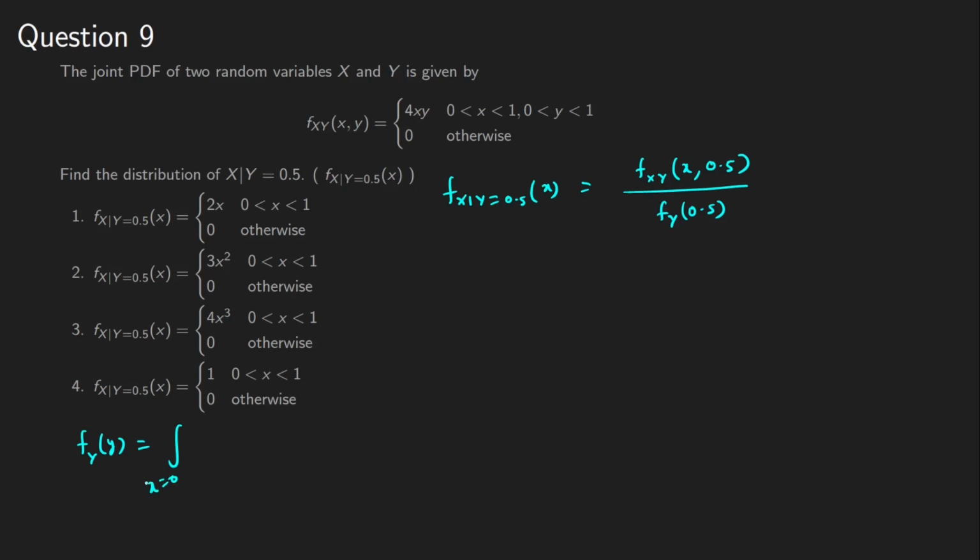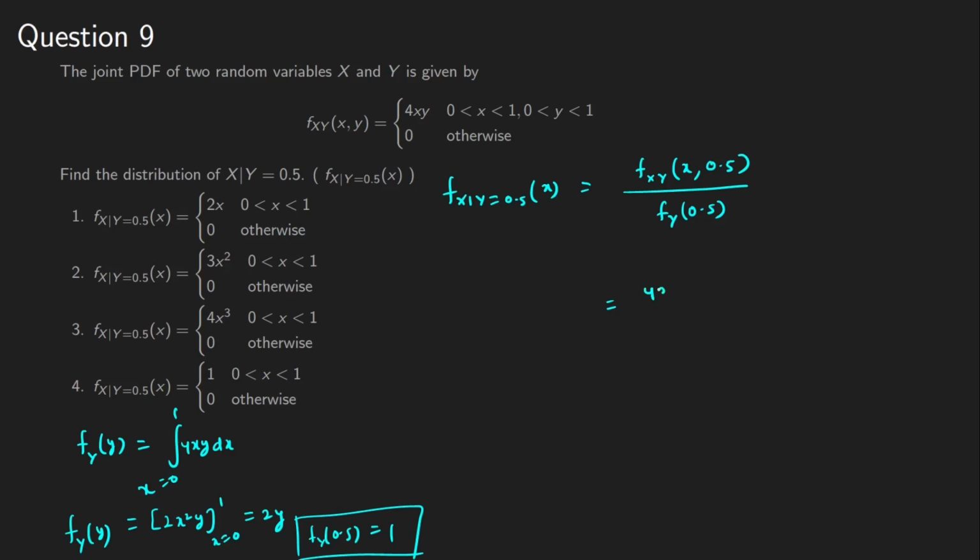So X will go from 0 to 1. What will we integrate? We will integrate 4xy dx. So it will become 4x squared y by 2. So finally 2x squared y integrated from x equals 0 to x equals 1. So it will be just 2y. So this is the marginal PDF of y. Now when we calculate it at the point 0.5, it will just be 2 times 0.5, that is 1.